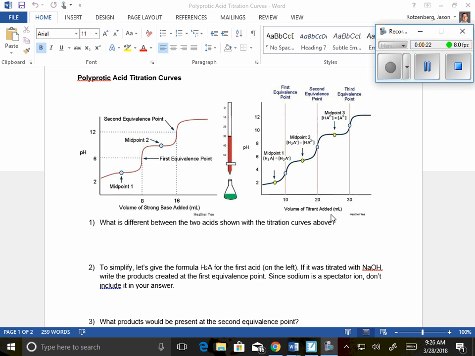Hopefully you notice that these curves look different than yours that you just did from the lab. The one that you did for the lab has one steep incline. This has two. This has three.